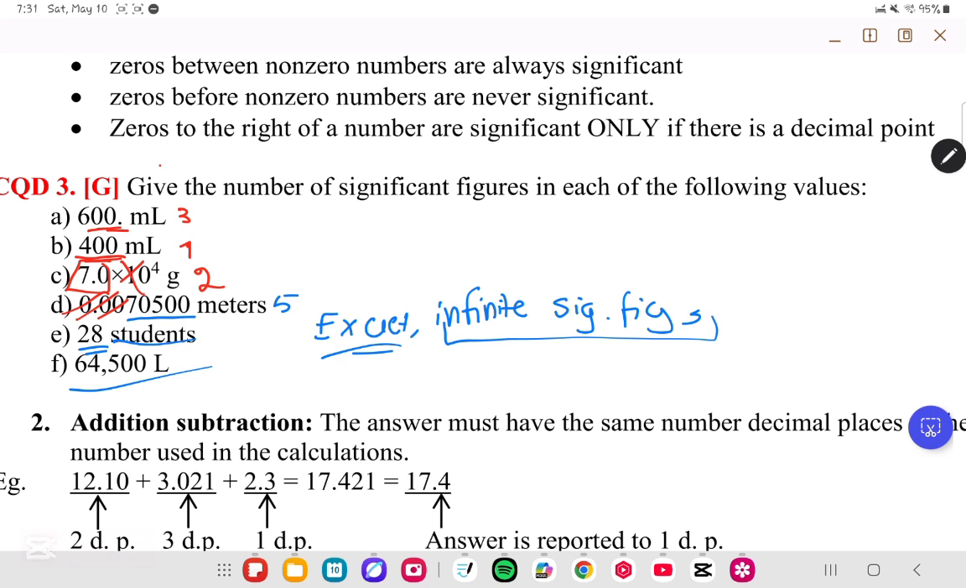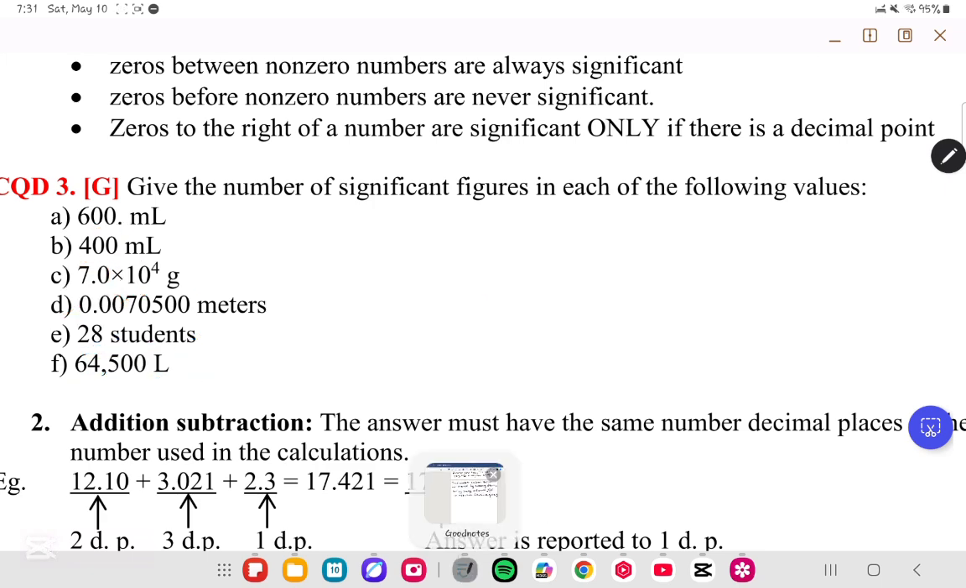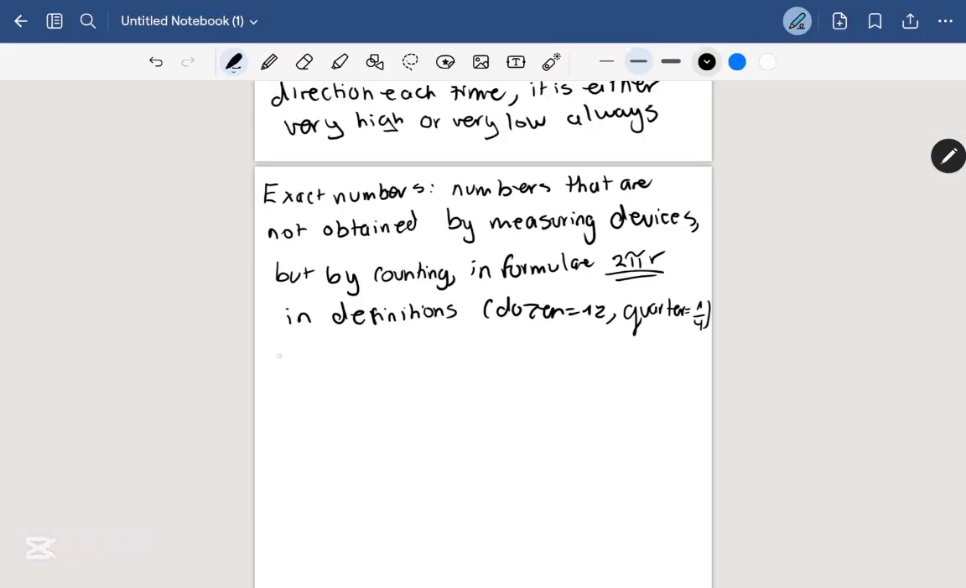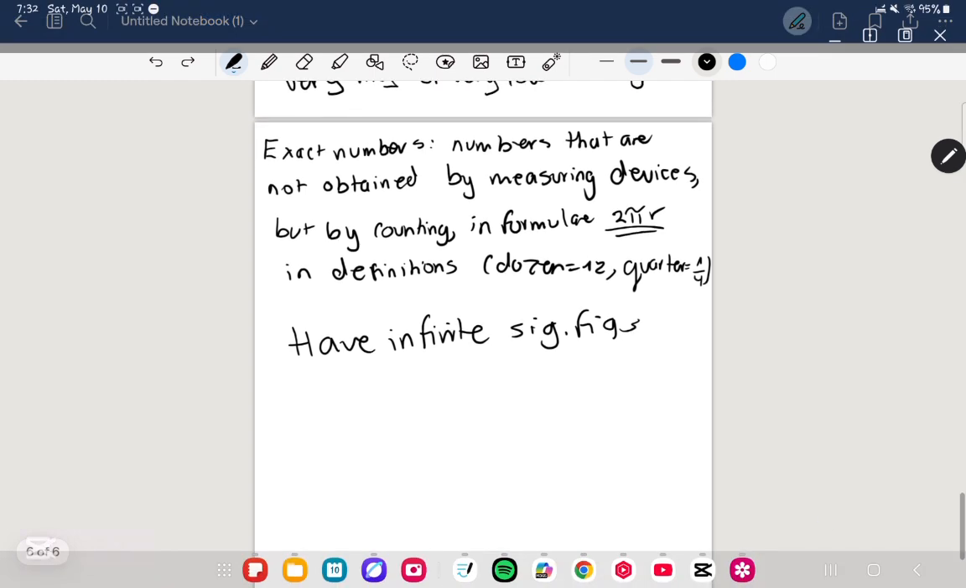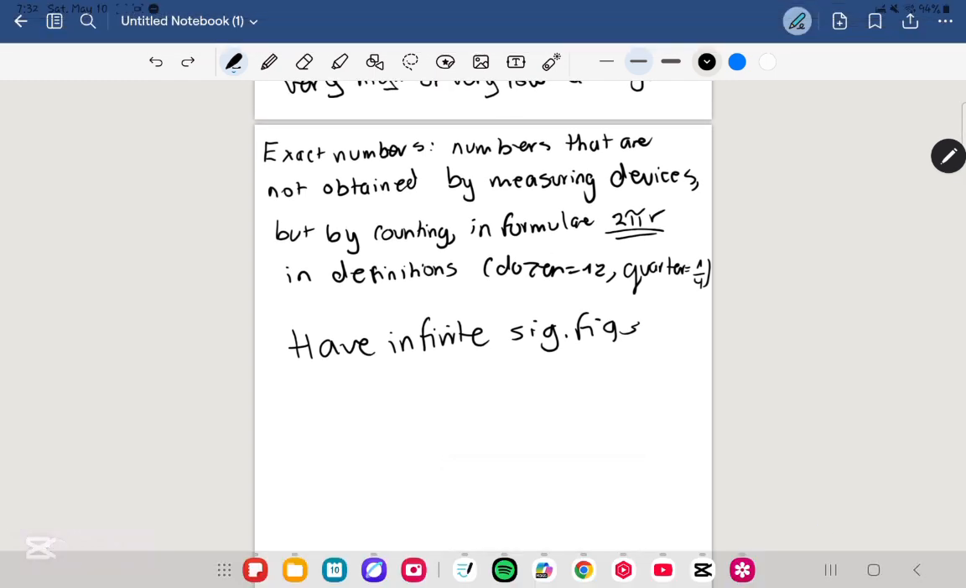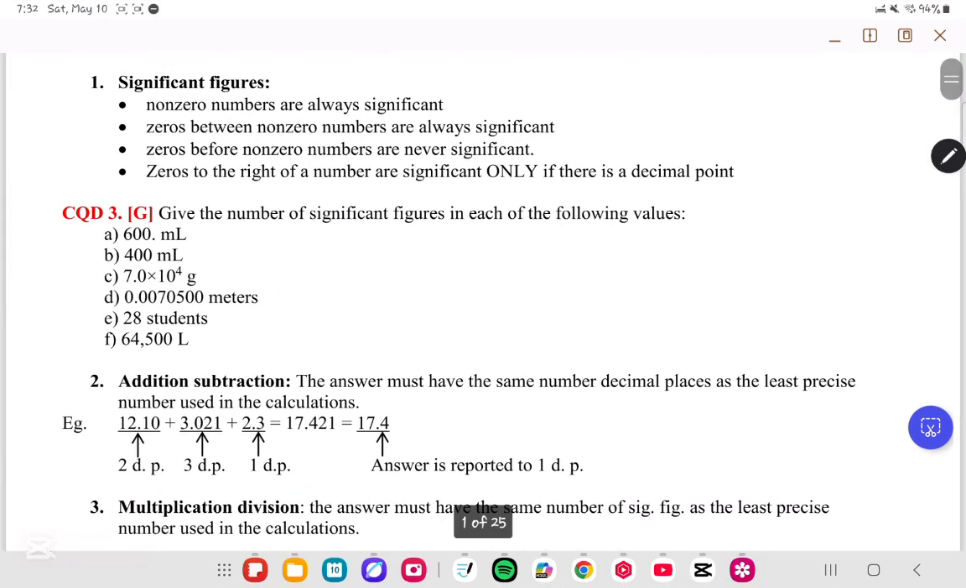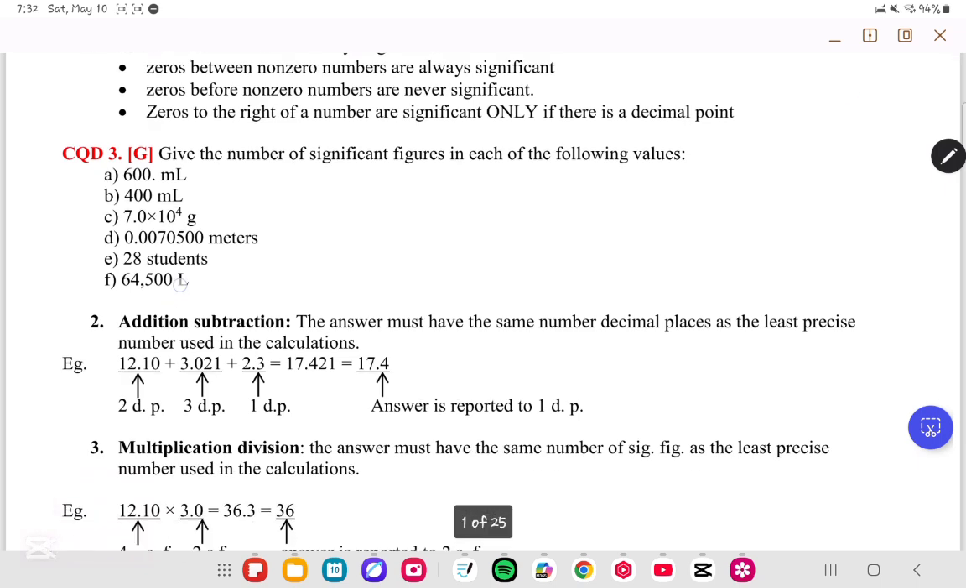This one over here, it's not an exact number, so you will just count. It has 1, 2, and 3 because these are not followed by a decimal place, so it has only 3 significant figures. I'm going to go back over here and say that exact numbers have infinite significant figures. Okay? So let me go back. How do I do this? Here and here. There we go. Okay. So, that is it for CQD number 3.